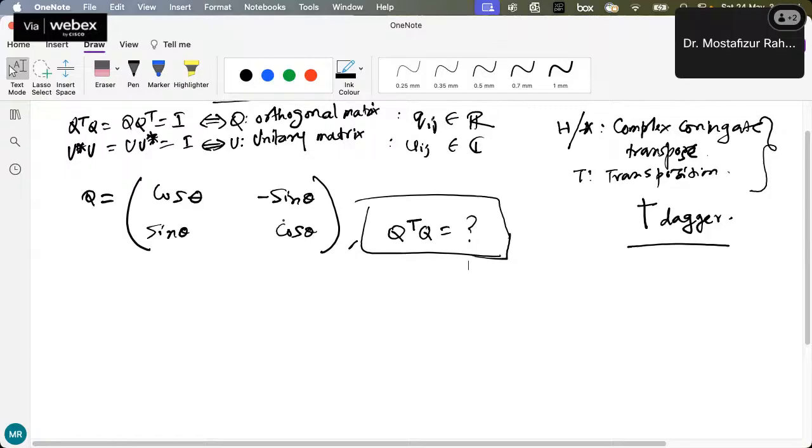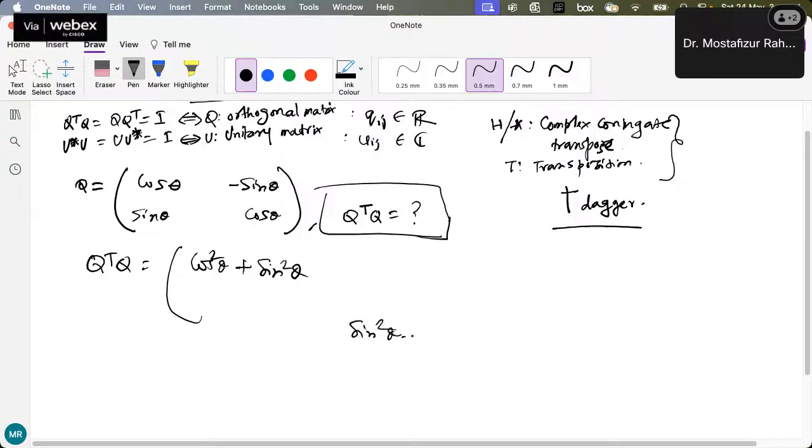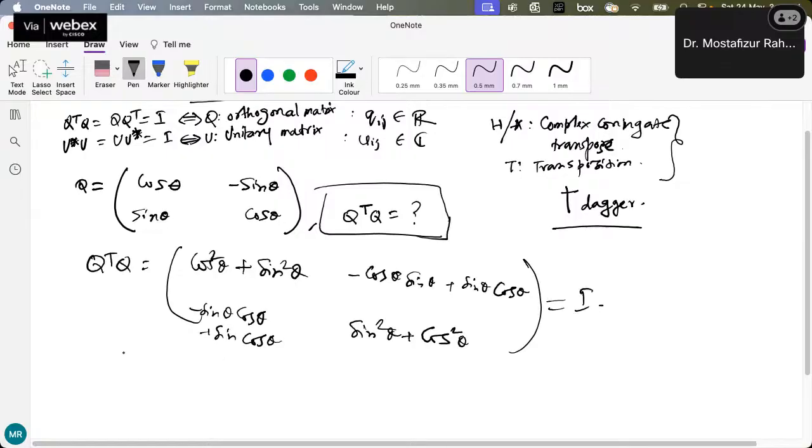So it will not be one. This is a matrix times a matrix, so it will be another matrix. This is the identity matrix. Yeah, so basically your trigonometry will be revised again. The component will be cos square theta plus sine square theta. Here it will be sine square theta plus cos square theta. And in these two cases, there will be minus cos theta sine theta plus sine theta cos theta, and similarly here minus sine theta cos theta plus sine theta cos theta. So it is equal to the identity matrix.